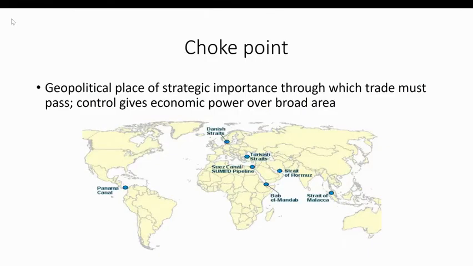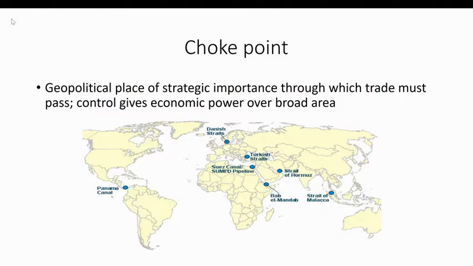Okay, so I've kind of alluded to it, but let me talk about it more formally. When you control those strategic places that trade must pass through, that is what is called a choke point. A choke point is a geopolitical place of strategic importance through which trade must pass. And when you control these, it gives you a tremendous amount of economic power over a broad area. You control all the trade that comes in and out of there.